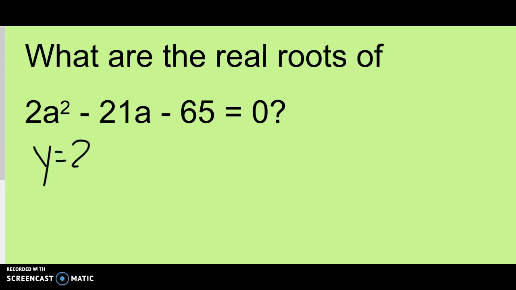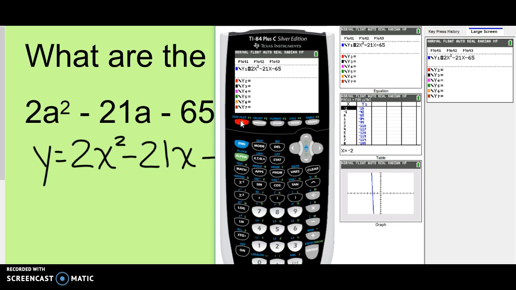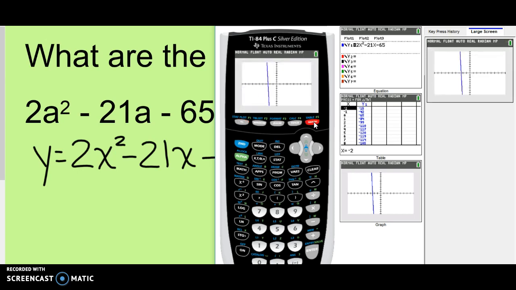Y equals, you're going to have to change that a to an x, and then minus 21x, and then minus 65. Okay? Now, you're not going to be able to see your answer on your screen. So let me pull up my screen that I've got. I've got y equals over here, and I've got that same exact polynomial in there. And when I go to graph it, I cannot see the other answer.